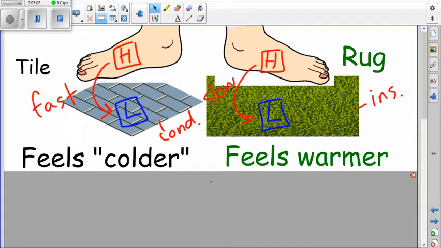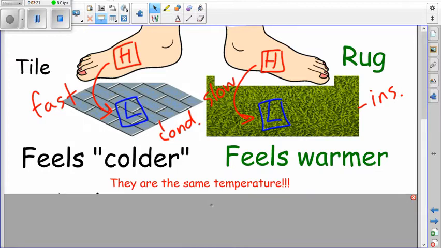So again, feels colder, feels warmer. Are they the same temperature, the rug and the tile? Yes, they are. They are the same temperature. They've been in the same room overnight. You know, they're going to be the exact same temperature. That room temperature was probably about 25 degrees Celsius. It's going to be lower than you, which is roughly 37 degrees Celsius. They're the same temperature, so be careful.